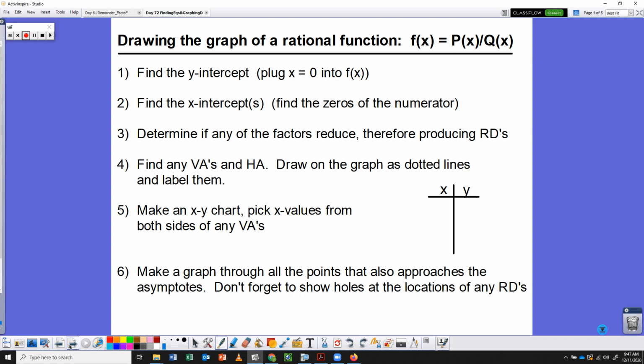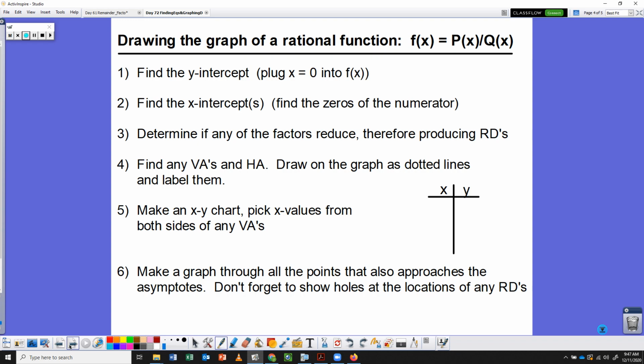People oftentimes will ask, how many points do I need in my chart? There is no pre-specified number of points that you need in your chart. I would say it this way: you need enough points in your chart to understand how the graph is approaching your asymptotes. And the minute that you do, the minute that you're like, oh, I see how this is going to get closer to those lines, then you've got enough points. But make sure you're doing that on both sides of any vertical asymptotes.